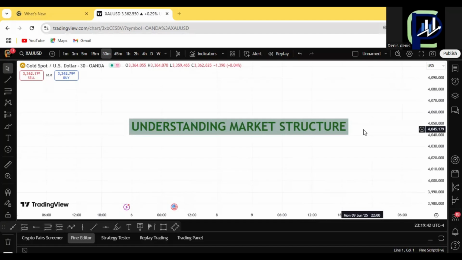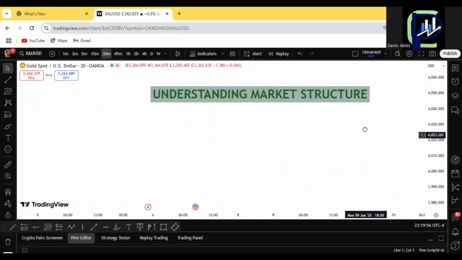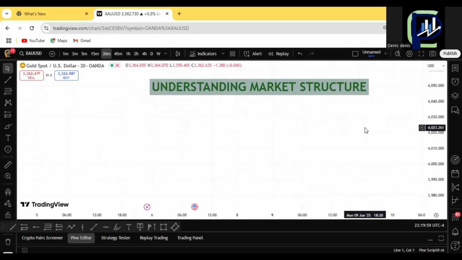If it's in a downtrend, is it in an uptrend, or is it in a consolidation? So that's the point where you're going to decide whether to take buys or to take sales. Now, by understanding market structure, it's going to be very important for you because this is actually the basics of trading forex. So you cannot do trading forex if you do not understand what market structure are.